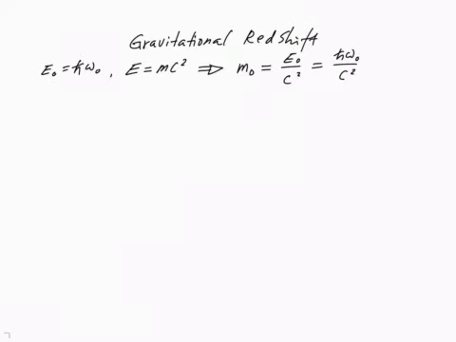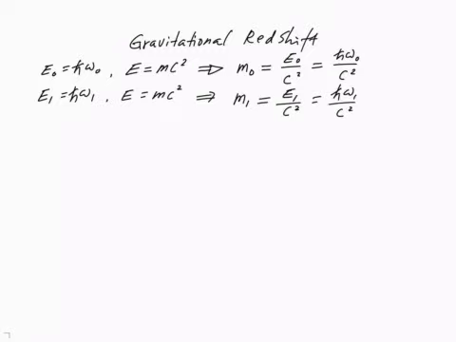What about another photon with a different frequency, for example omega 1? Then, according to the same equation, these different photons oscillating at different frequencies should also have different masses. This is based on the same principle. Now we're going to look at how this mass is going to be impacted by the presence of a gravitational field.